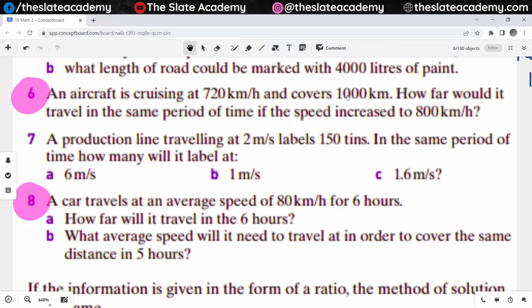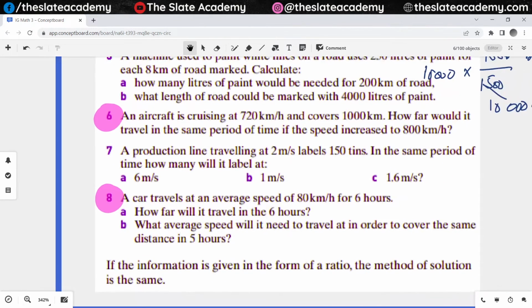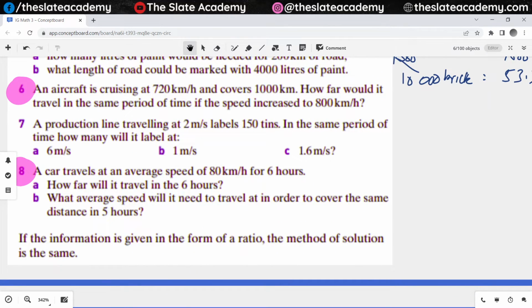You would say, first of all, the initial ratio that I have: 720 kilometers per hour speed ratio 1000 kilometers. Now I have to calculate for 800. I don't know of a number that I can directly multiply 720 with in order to get 800. That number would be in decimal form, 1 point something. That's a tricky thing to do.